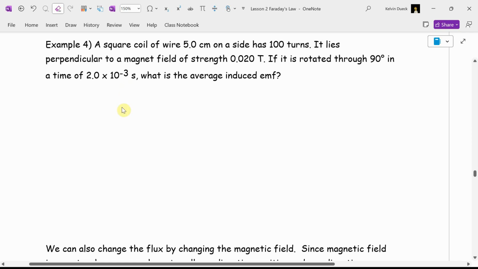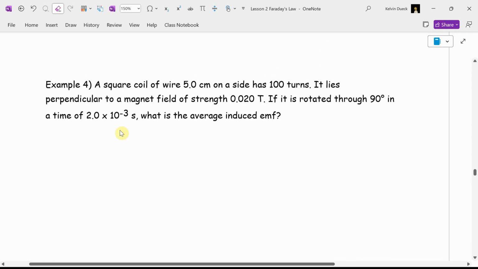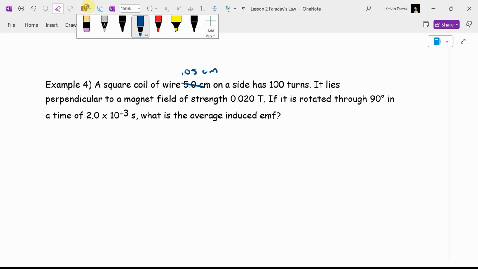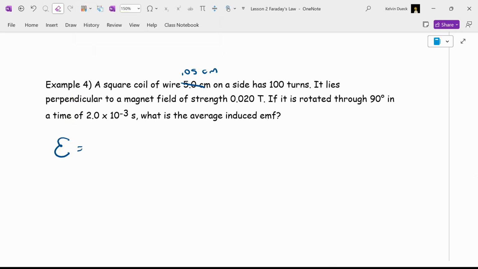Example four, I like this question. It says a square wire of 5 centimeters, 0.05 meters on a side has 100 turns. It lies perpendicular to a magnetic field of strength 0.02 teslas. It's rotated through 90 degrees. Okay, if initially it's perpendicular and we rotate it 90 degrees, what's the final flux going to be as a number exactly? Okay, let's remember that. What's the average induced EMF? So we would say, hey, this is Faraday's law, negative N, change in flux over change in time.